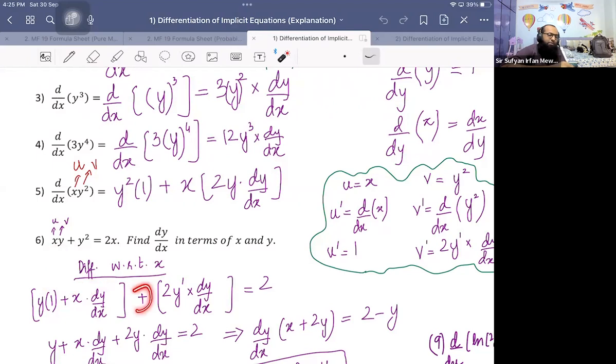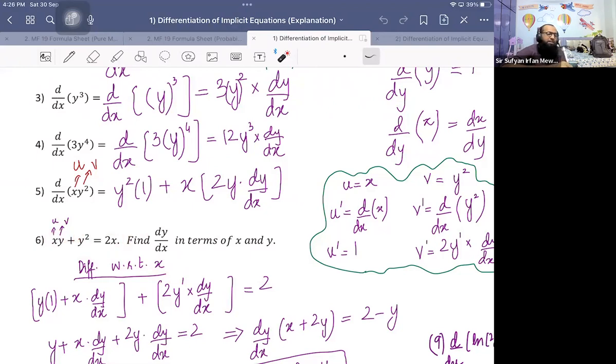Then plus, after plus, we have to differentiate y square. With y square, there's a power, so we deal with the power first. Power gets multiplied, power gets subtracted by 1. Then when it's time to differentiate the function within the bracket, that is y, it cannot be differentiated directly and we get dy by dx out of it. Then on the right hand side, after equals, there is 2x. It can be differentiated with respect to x and we get 2. So we have differentiated xy, y square, and 2x.